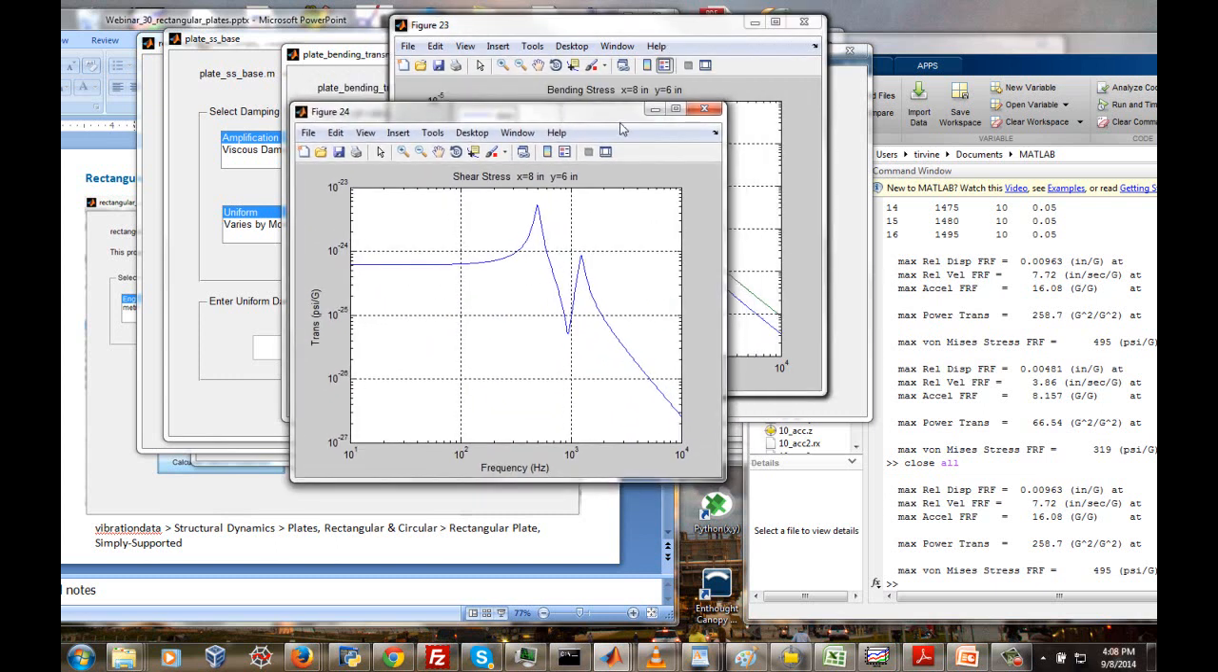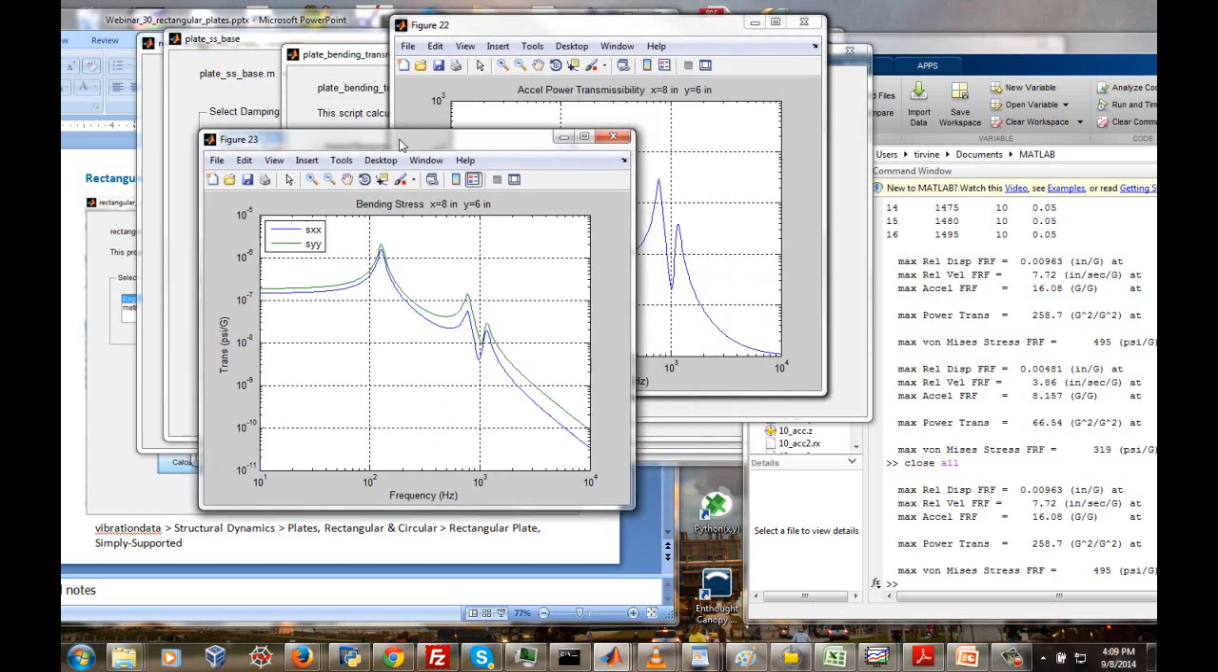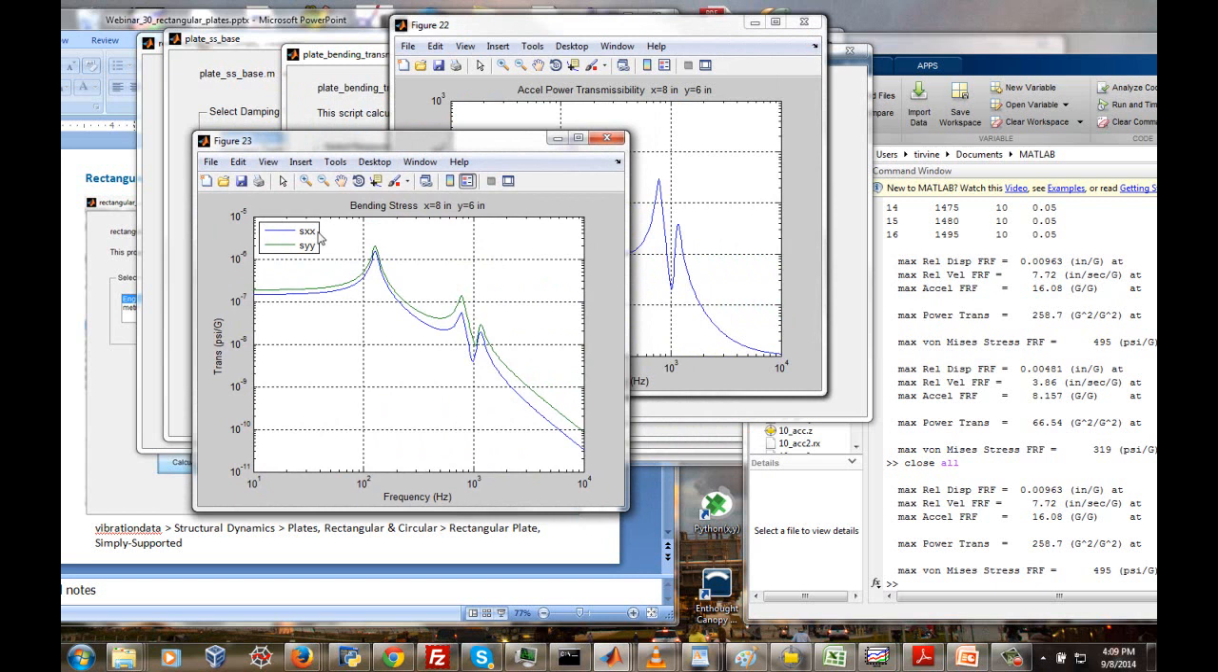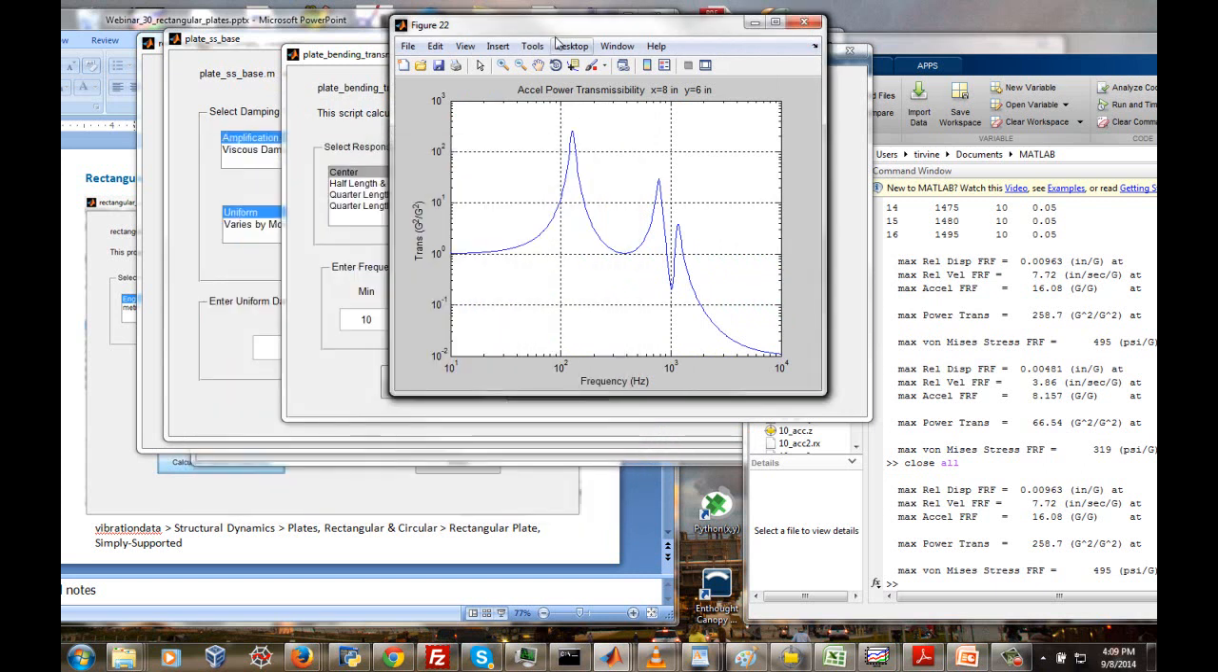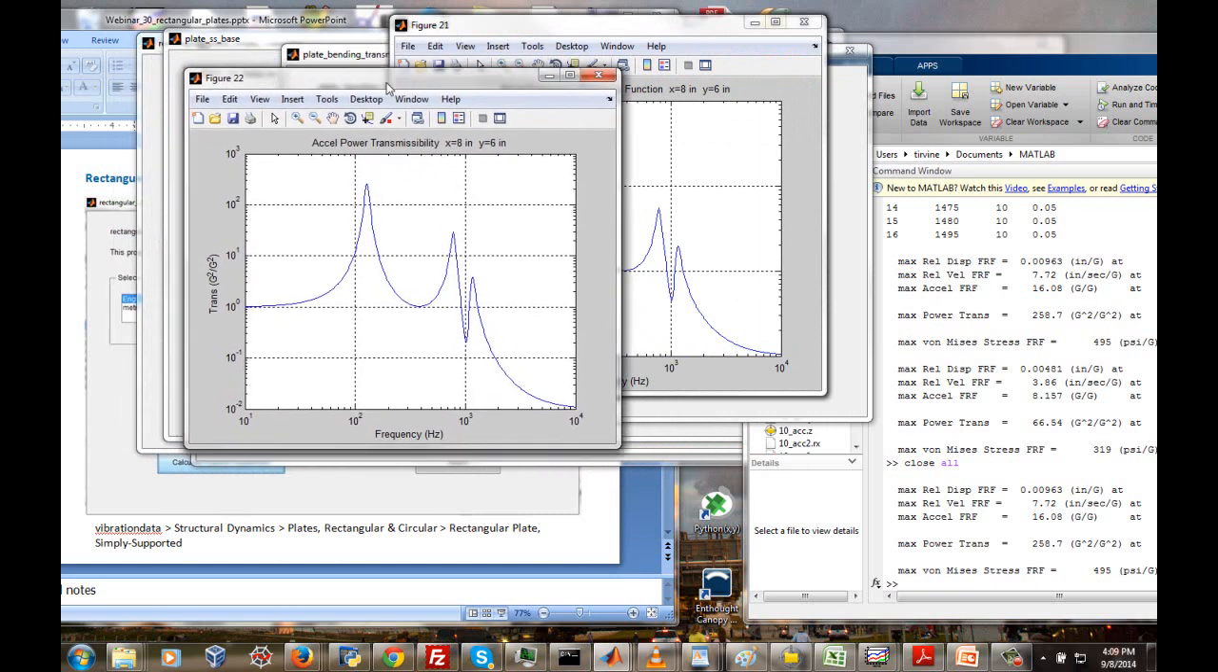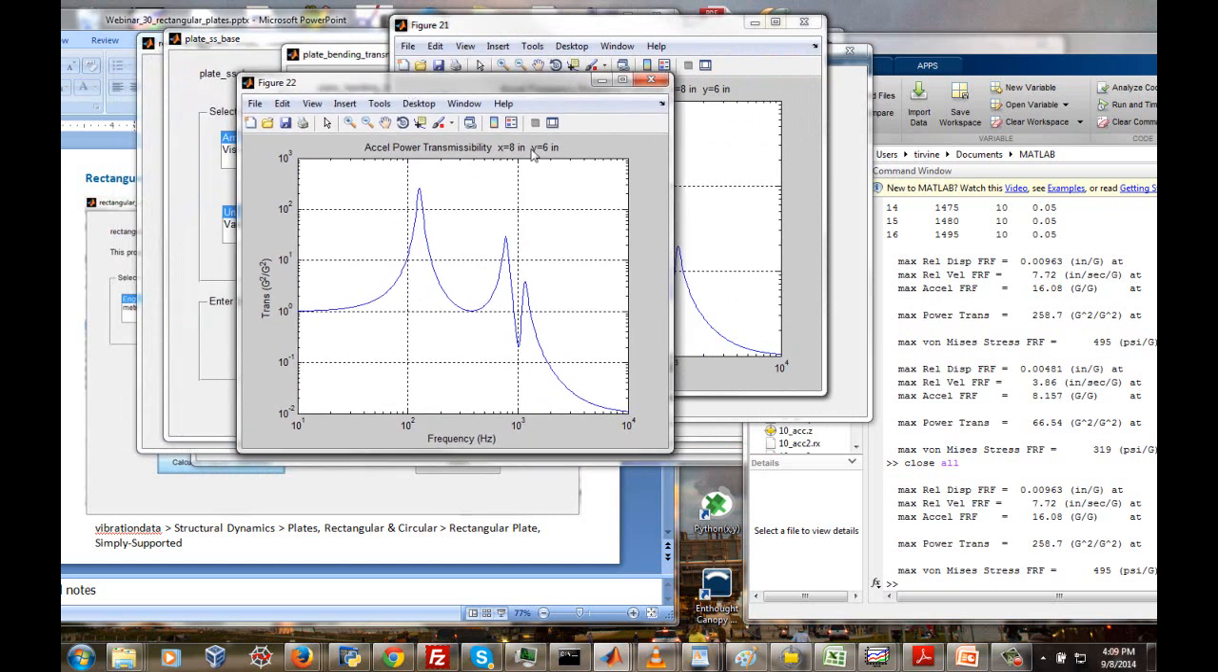Here we see the shear stress, which at the center of the plate is actually zero, theoretically, but there's some kind of numerical noise going on there, so we can just disregard that. The two bending stress components are SXX and SYY, and those two components get fed into the von Mises stress calculation.